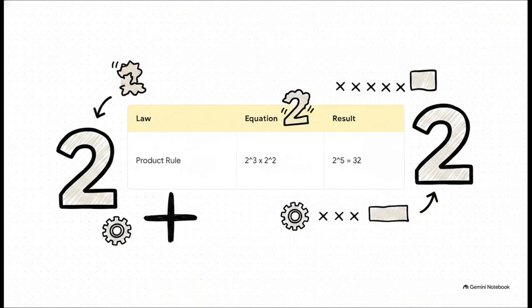First up is the product rule. When you're multiplying powers that have the exact same base, you just add the exponents. It's that simple. So for 2 to the 3rd power multiplied by 2 to the 2nd power, we just keep that base of 2, add the 3 and the 2, and that gives us 2 to the 5th power, which equals 32. It literally turns complex multiplication into simple addition.